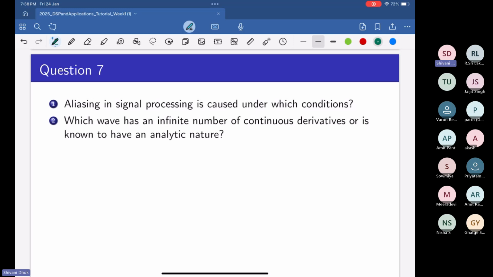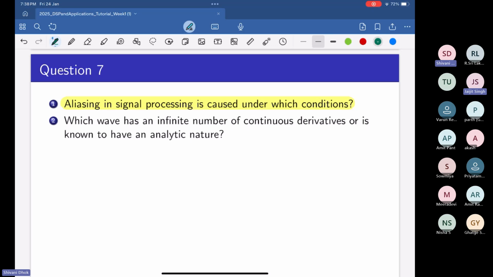Okay, so this question has 2 parts. This is a simple question. This doesn't involve any sort of calculations. This we have discussed, but still, let's do it one more time. So the first question says that aliasing in signal processing is caused under which conditions? So when does this aliasing in sampling come up? Under which conditions?